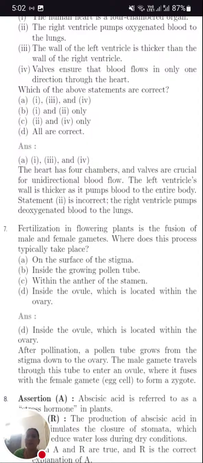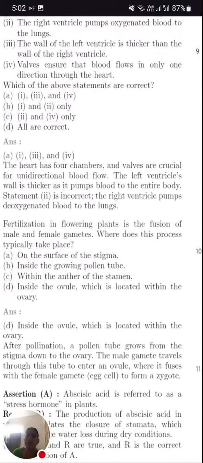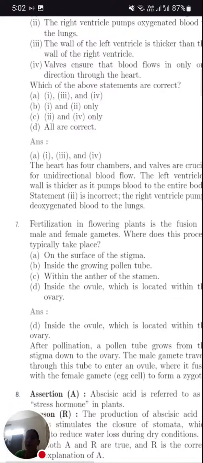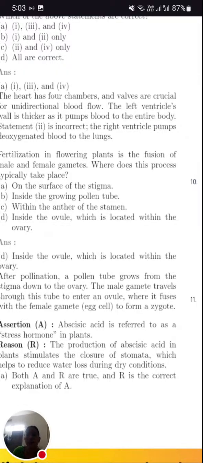Within the anther of the stamen, so the first three options are wrong. Inside the ovule, which is located within the ovary. So the correct answer is option number D. So we have completed the 7th one. Okay, now the next question, assertion reason.